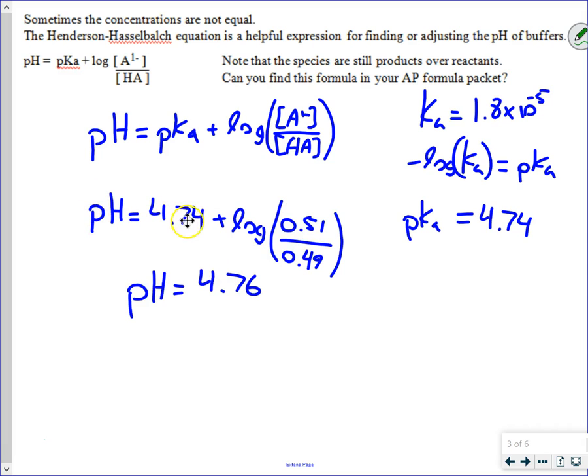pH is going to equal 4.74 plus the log of 0.51, which is the acetic acid, or I'm sorry, the acetate, divided by 0.49, which is the acetic acid. You plug that in your calculator, and you get a final pH of 4.76, and this is after that base that we added has been neutralized.